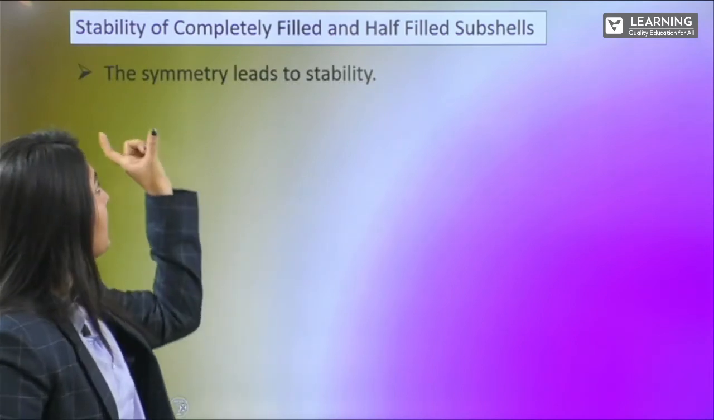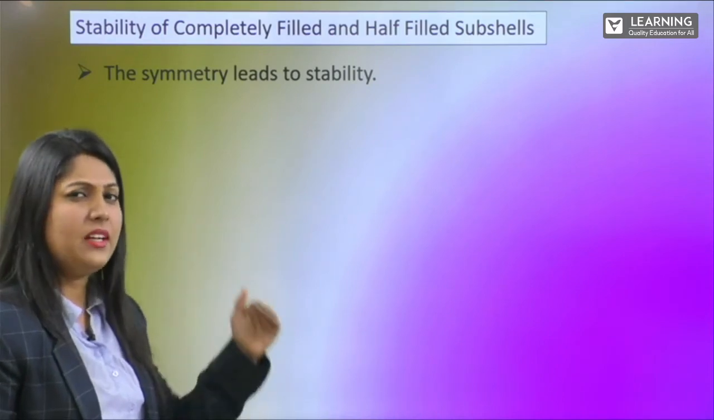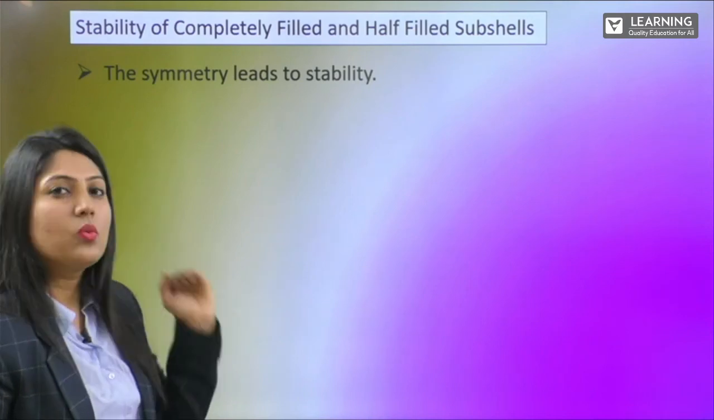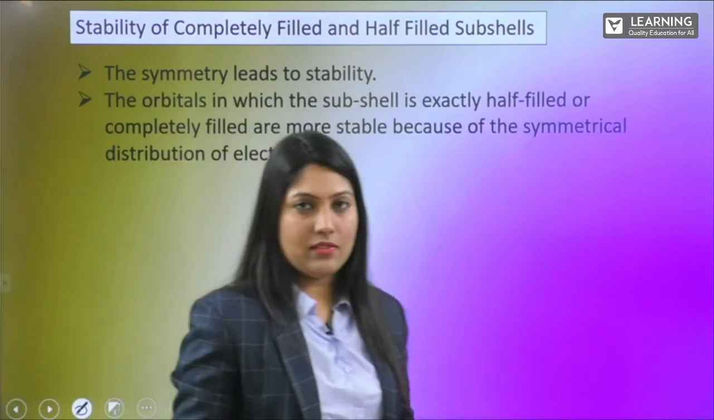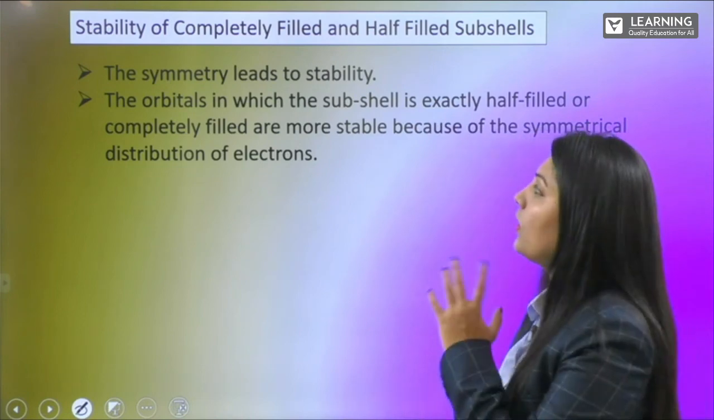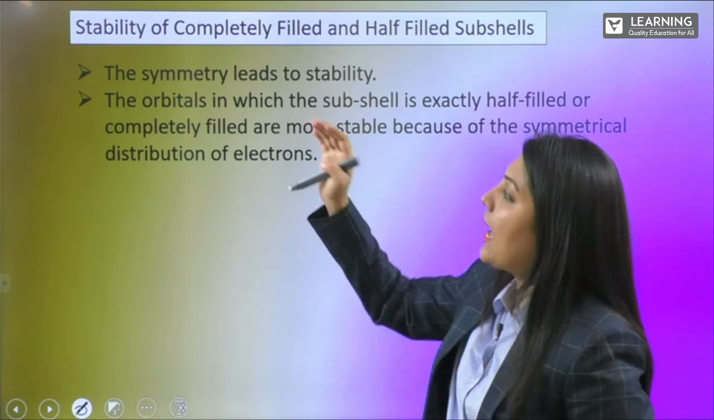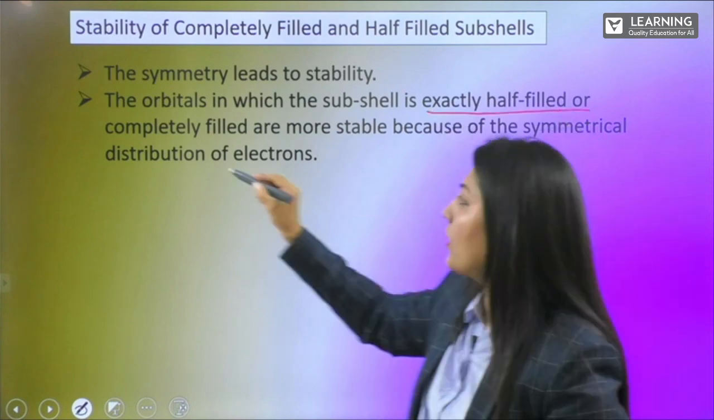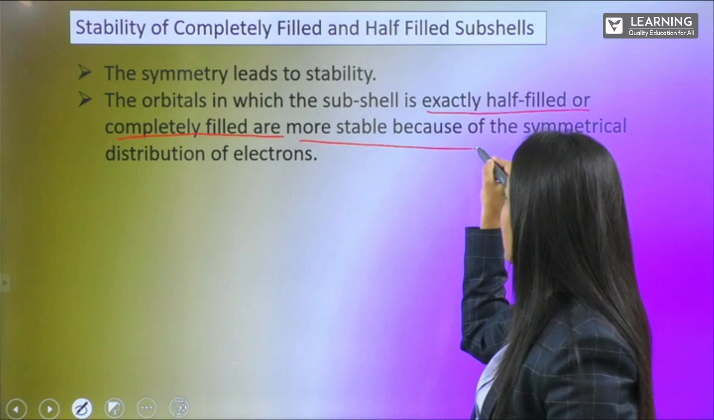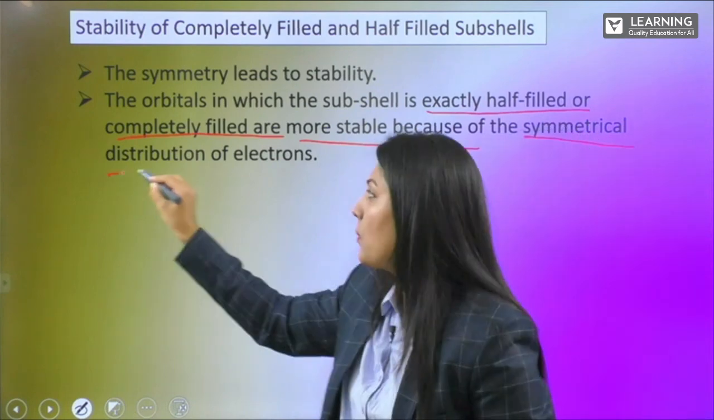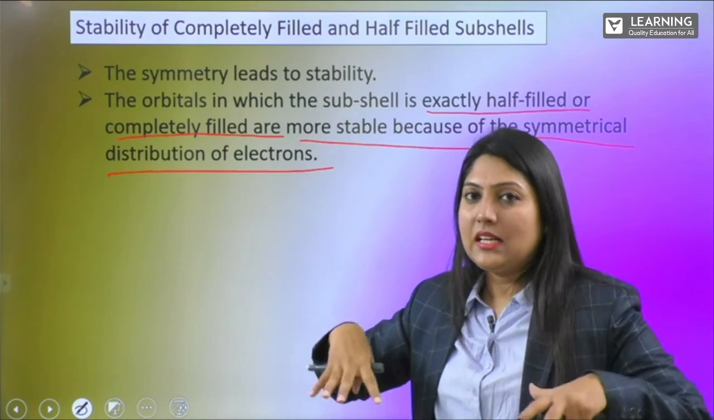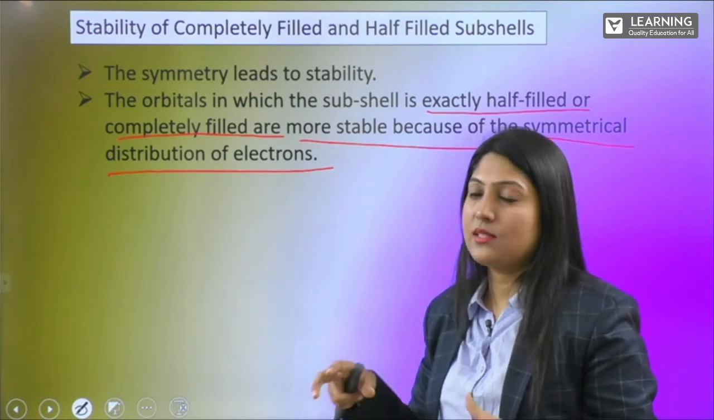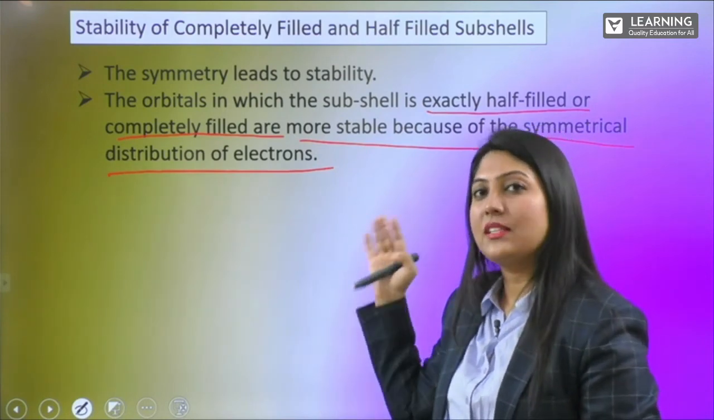As I said, the half filled and completely filled orbitals have symmetry, which leads to stability. If you have the symmetry, the equality, then stability will increase. The subshells that are exactly half filled or completely filled are more stable because of the symmetrical distribution of electrons. They will be distributed with the same distance, so it will give you the symmetry which leads to the stability.